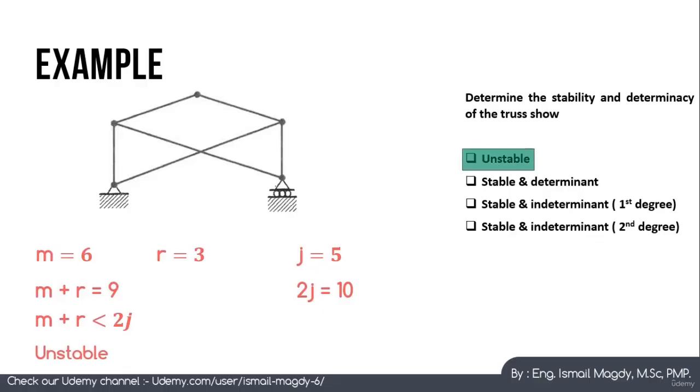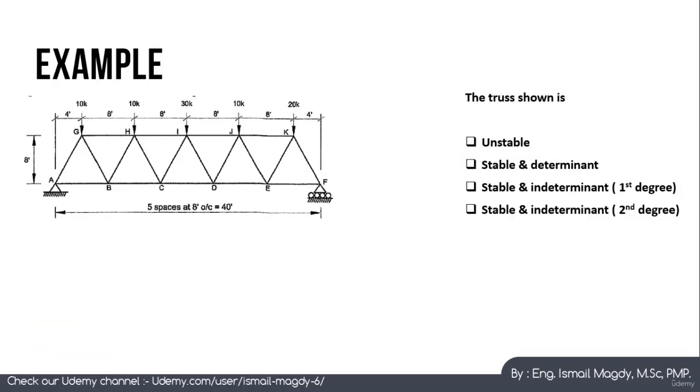So let's have another example on truss stability and determinacy. We have this truss, and we also want to check its stability and determinacy. We will start by counting the number of members that we have. We have 1, 2, 3, 4, 5, 6, 7, 8, 9, 10, 11, 12, 13, 14, 15, 16, 17, 18, 19. So we have 19 members.